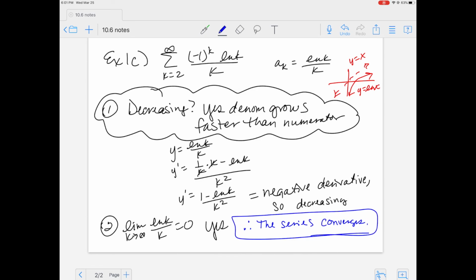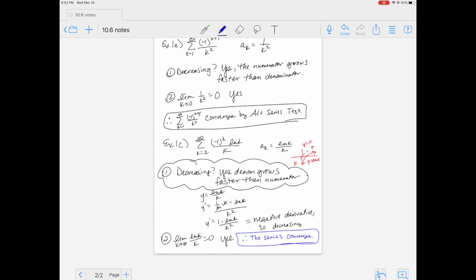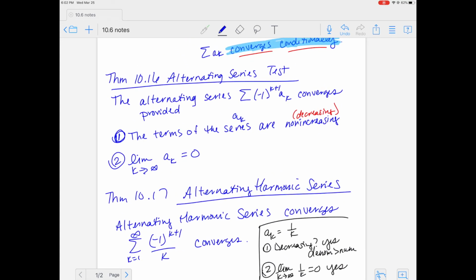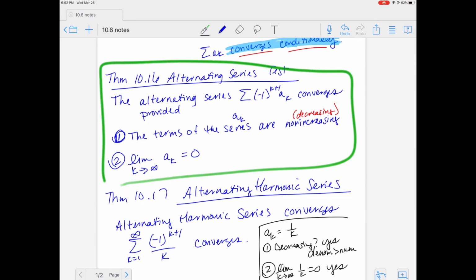If one of those criteria were not met, then we don't know that it diverges, because that's not part of the alternating series test. Your alternating series test only talks about convergence. You cannot determine divergence from this.